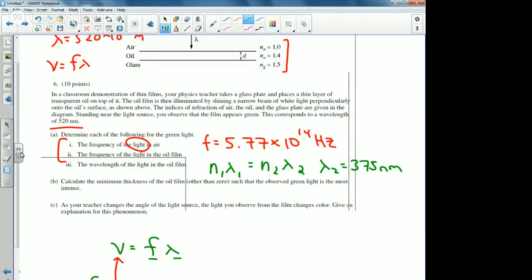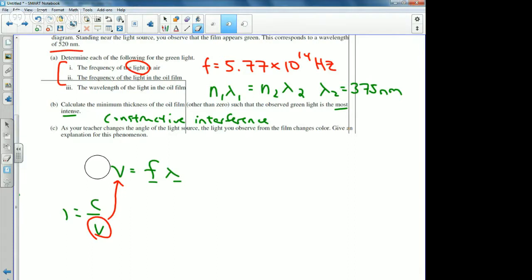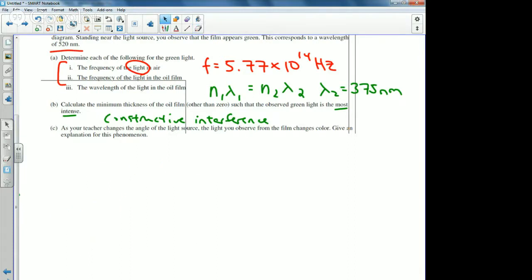Okay. Now, they're asking us at what thickness it is the most intense. The key word here is most intense, which means constructive interference. I told you, the answer is always going to be either half a wavelength or a quarter wavelength. It's our job to figure out which one it is. So, let's figure it out. I'll draw my layers.